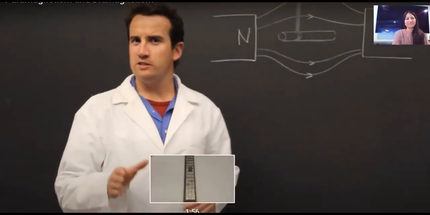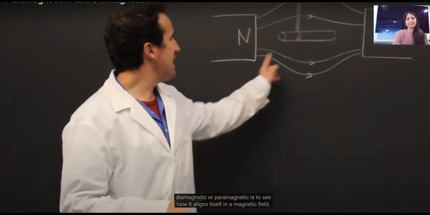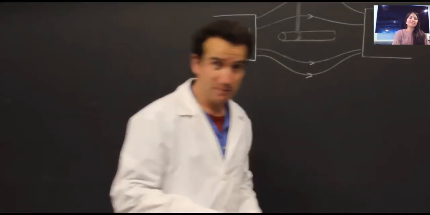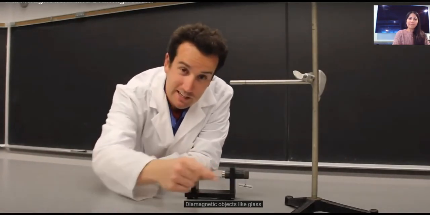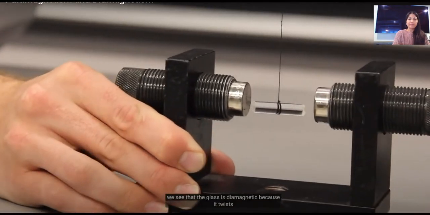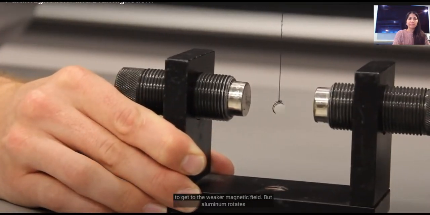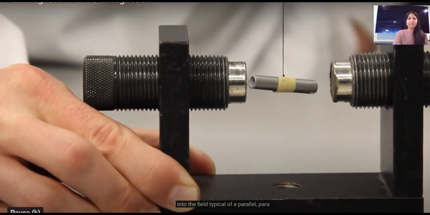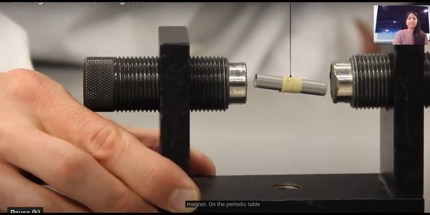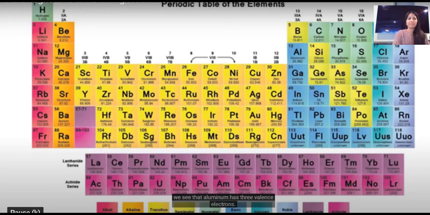One way to check whether an object is diamagnetic or paramagnetic is to see how it aligns itself in a magnetic field. Diamagnetic objects like glass will rotate to avoid magnets. Here, we see that the glass is diamagnetic because it twists to get to the weaker magnetic field. But aluminum rotates into the field, typical of a parallel paramagnet. On the periodic table, we see that aluminum has 3 valence electrons.